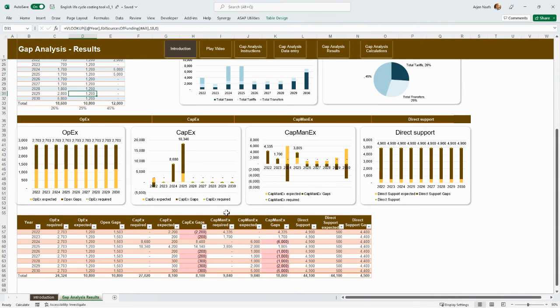This way you're able to see when there's going to be a very big need and what is basically the cost that is causing that big need. Is it the rehabilitations or is it the need for new infrastructure or is it direct support?